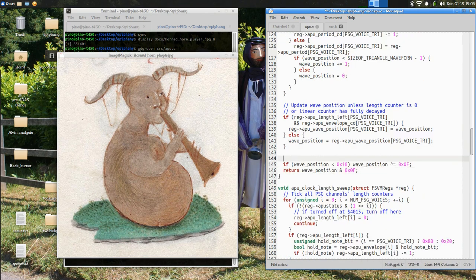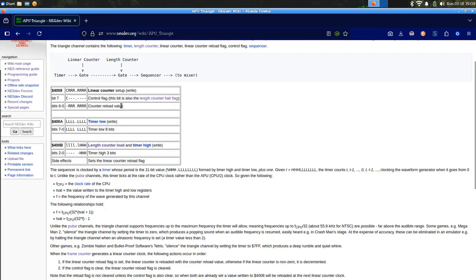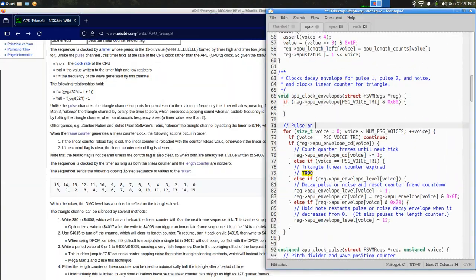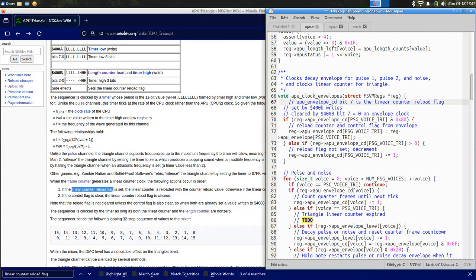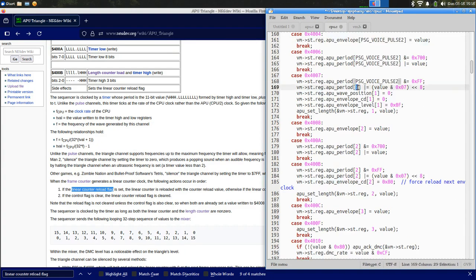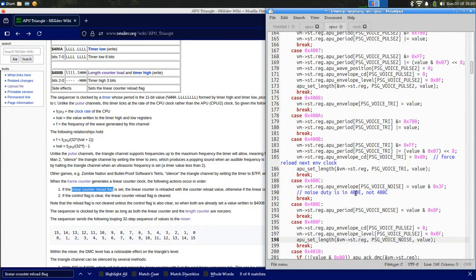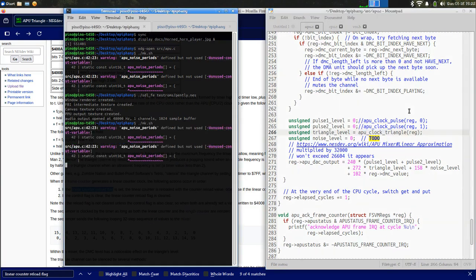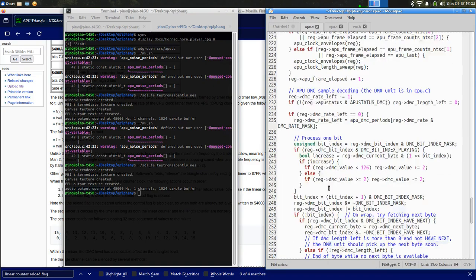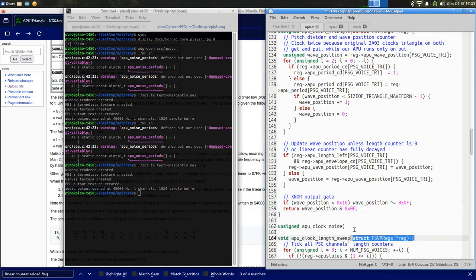4x NOR gates turn a wave position into a ramp down and up. I reread how the linear counter works and decided not to implement it in terms of pulse and noise envelopes. I wired up triangle to the APU registers, and noise too while I was at it. Unmuted the triangle and listened for the first time. It sounded kind of okay. It was at least good enough for me to start on noise.